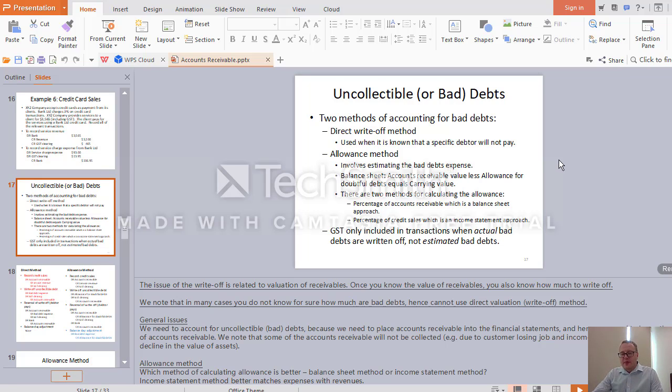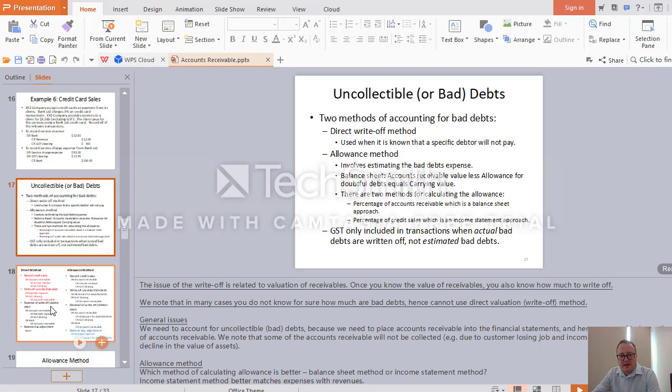Let's continue. Let's talk about uncollectible or bad debts. This is the situation when the client did not pay, and so your accounts receivable becomes worthless. So what to do and how to record it? If it is the case, the easiest way is to directly write off your bad debts.